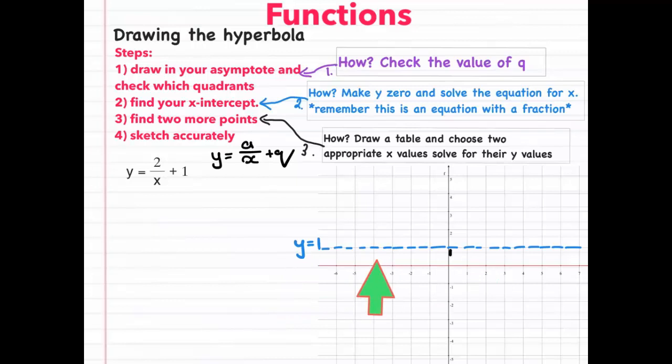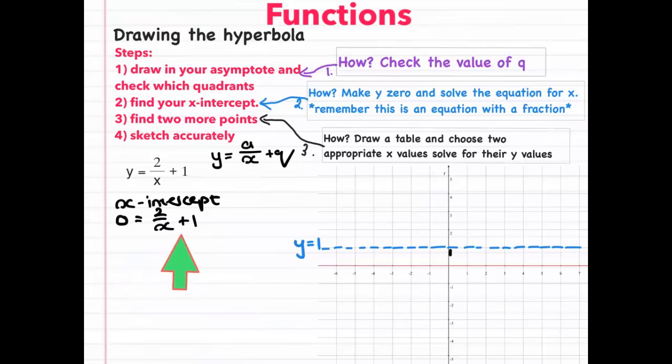Okay, there we go. Now, find your x-intercepts. Now, how do we do that? Just like with all the other functions, make y 0 and solve the equation for x. Now remember, this is an equation with a fraction, right? So let's find the x-intercept. Here we go, the x-intercept, and it will look like this. Make y 0. So 0 equals 2 divided by x plus 1.